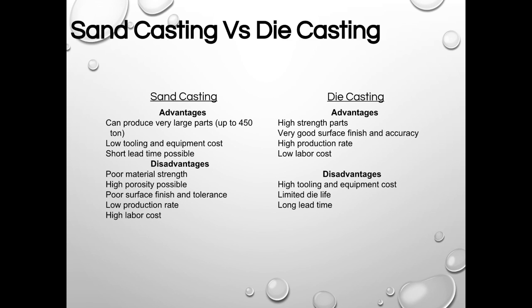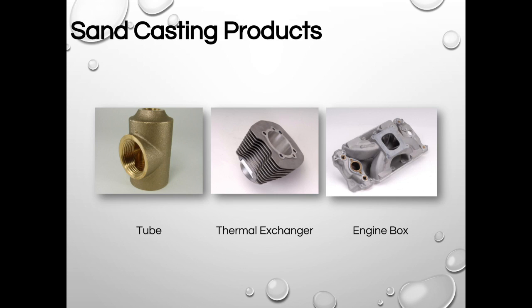The production rate of sand casting is low while requiring high labor costs for each product. The die casting process has high production rate and low labor cost. Hence, if the production volume is high, die casting would be a good choice. Typical products of sand casting include tubes, thermal exchanger, engine box, and etc. Products with low production volume, large size, and complex shape are suitable for sand casting. If lower precision is allowed, sand casting is an economical process to choose.